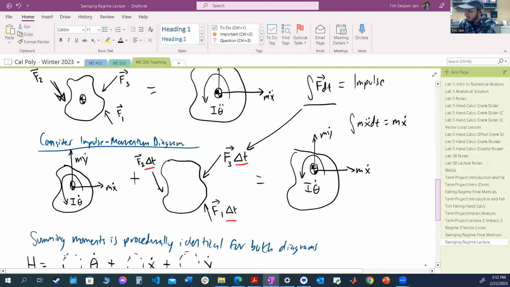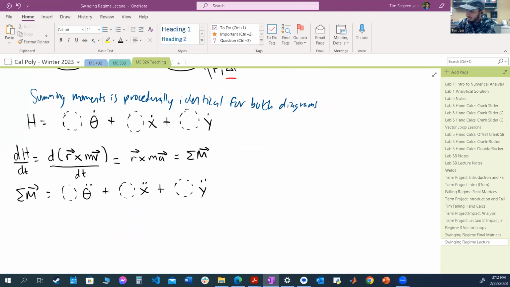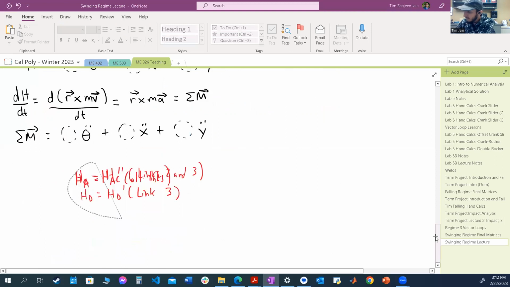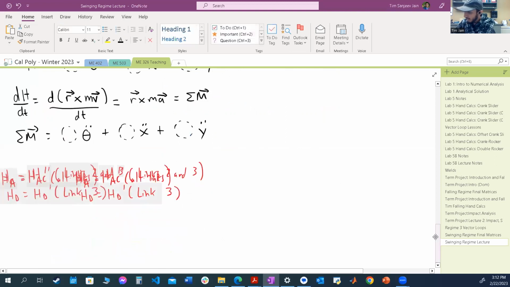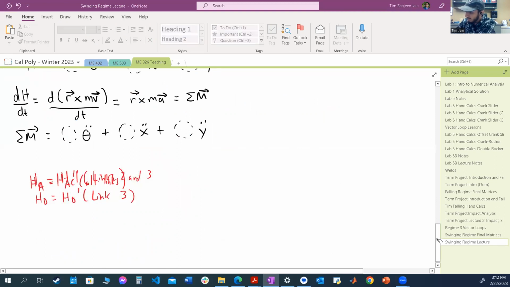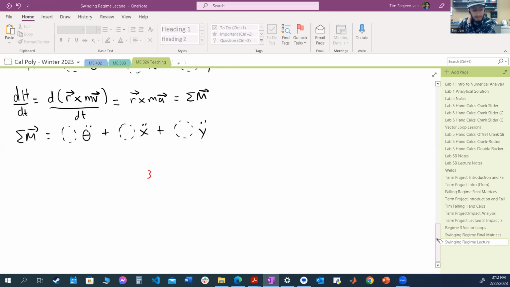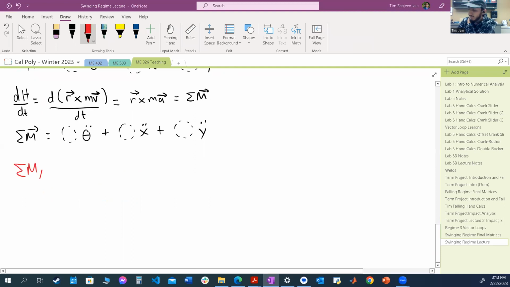So I'm going to copy these. Paste them here. Something got a little whacked out there, but never mind. You guys get the idea of the angular momentums? What I'm saying now is that the sum of the moments about A on the FBD side is equal to the sum of the moments about A on the KD side. That's similar to the angular momentum of A before impact being equal to the angular momentum of A after impact.